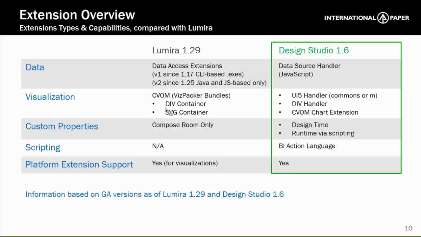So a good example is there's no scripting API really, so to speak, in Lumira, whereas you have some options there from an SDK perspective available. So this is just really an overview slide, but what we'll focus on talking about today is the items under Design Studio, which are the data source extensibility, the visualization extensions, and some kind of componentry along with that.